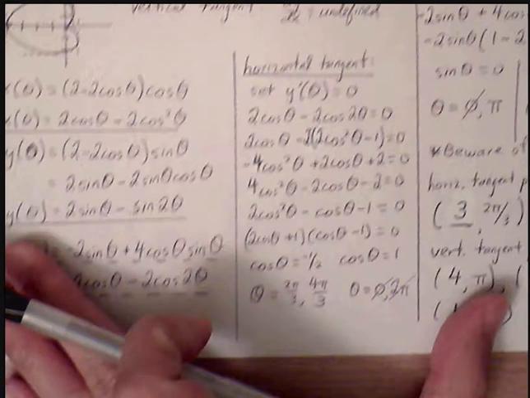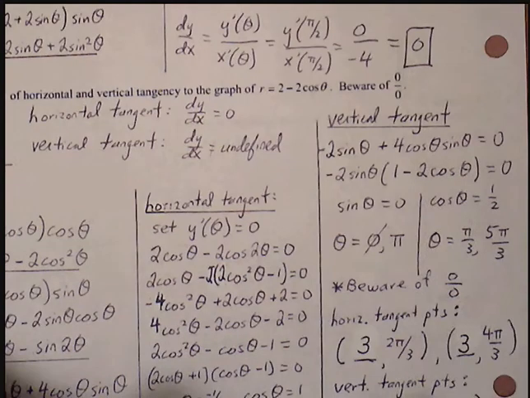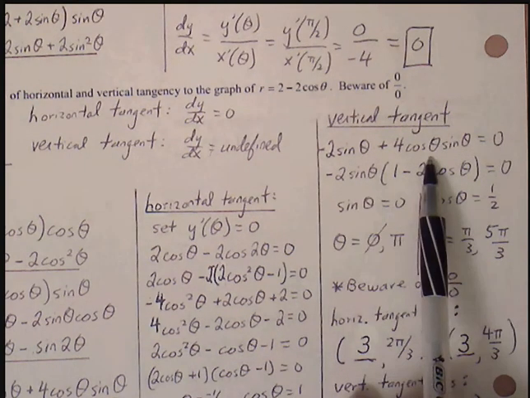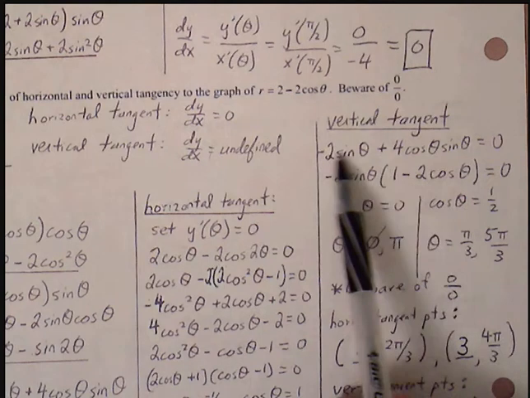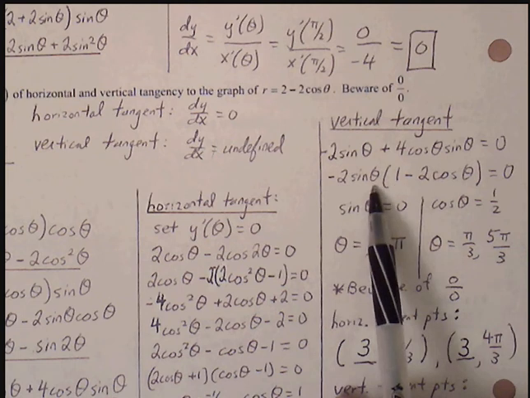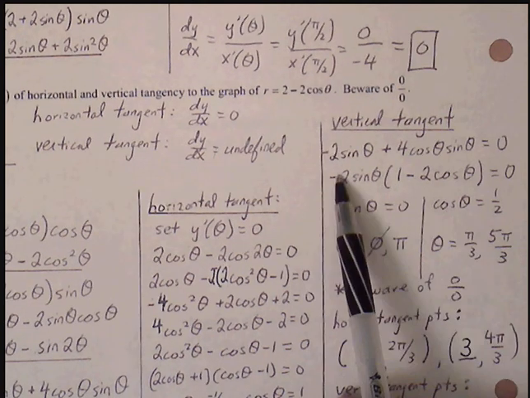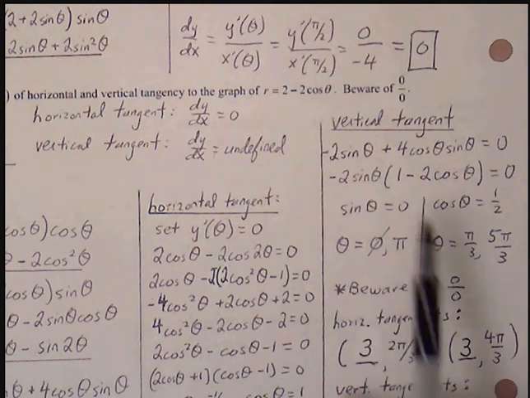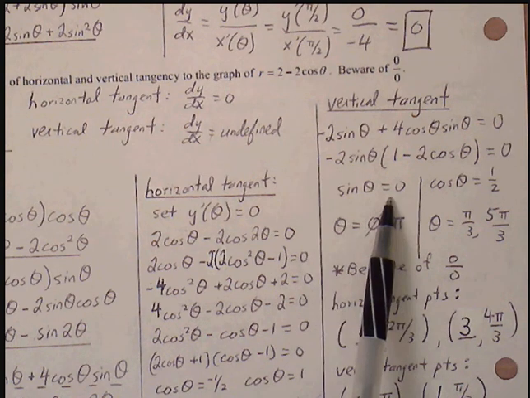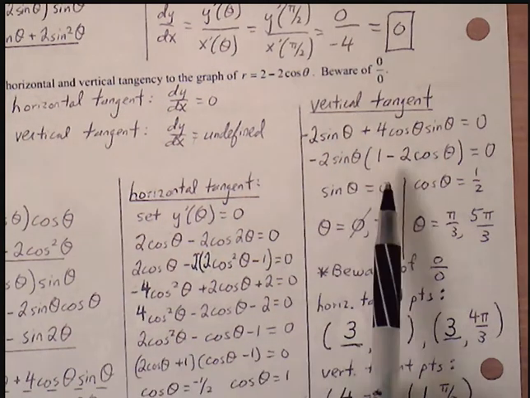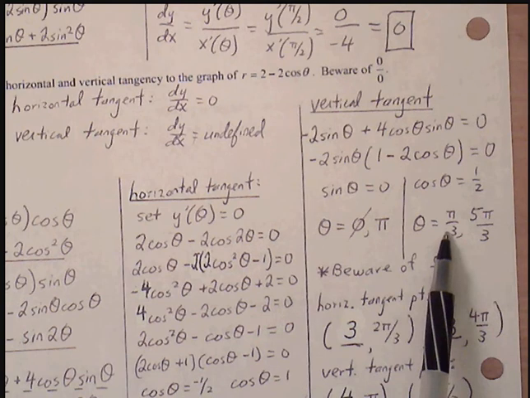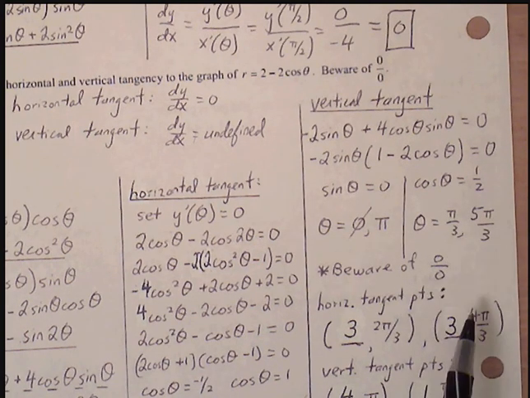Vertical tangents could be where the dx over d theta is equal to 0. So we set dx over d theta equal to 0. We can factor here. We can factor the negative 2 sine of theta out, leaving us with 1 minus 2 cosine theta. So these are in factored form. We can just set both equal to 0. Negative 2 sine of theta equals 0. Divide both sides by negative 2. Sine of theta is equal to 0 at 0 and pi. Okay. Where's cosine equal to 1/2 in the first and the fourth quadrant? Variations of pi over 3. So pi over 3 and 5 pi over 3.